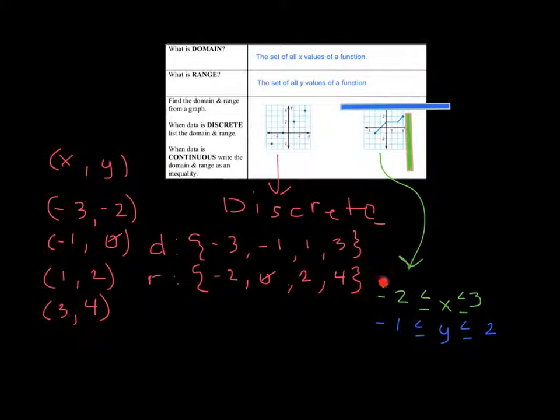Continuous data we write as an inequality using the leftmost point to the rightmost point for my domain. And for my range, I went from the lowest to the highest. Make sure you're looking at the correct axis when you're doing this. Okay, discrete data, a little bit easier. You just have to list your x values and list your y values.